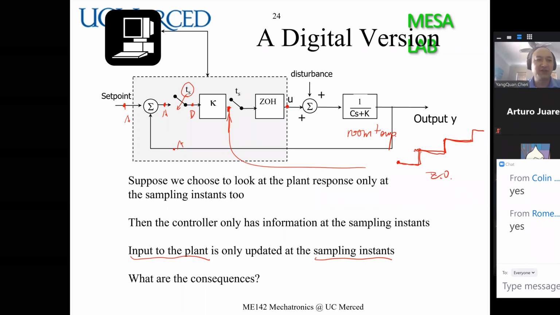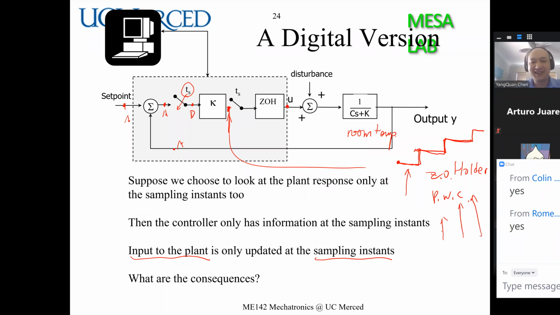Zeroth order means a straight line, constant. It's piecewise constant, so you hold it. This is a hardware mechanism in the DAC system. Otherwise, you are going to hit the system with all these pulses, and that's not right.